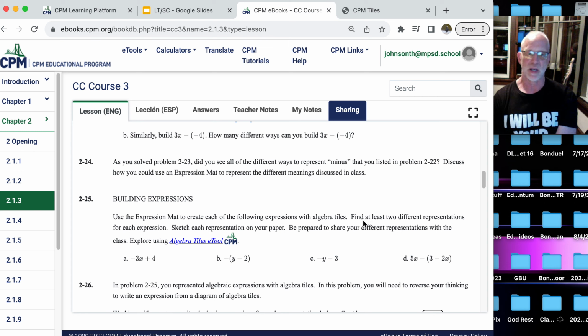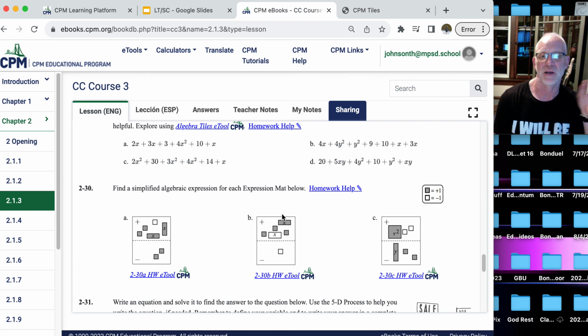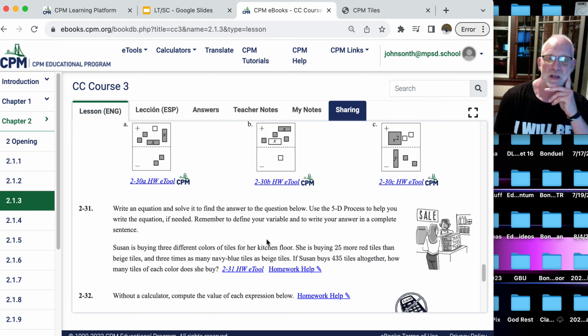Okay. The cool thing about these, use your homework help, and you know why? Watch this. When I click on this homework tool, it's already got the problem set up for me. It's amazing. On this one, it's already got the problem done. Now I just have to solve it. That's cool. Write an equation and solve it to find the answer to the question below. Use the 5D process to help you write the equation.